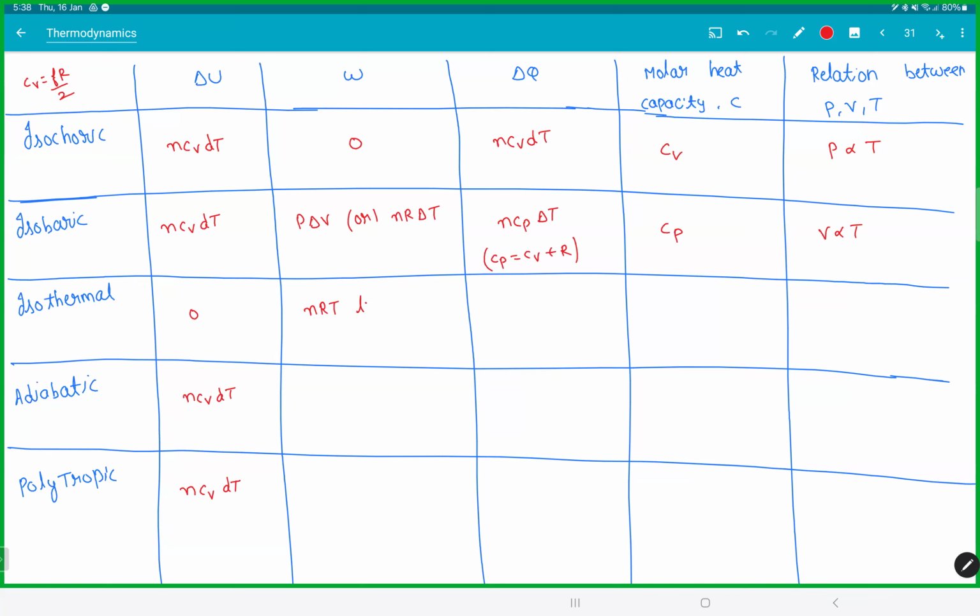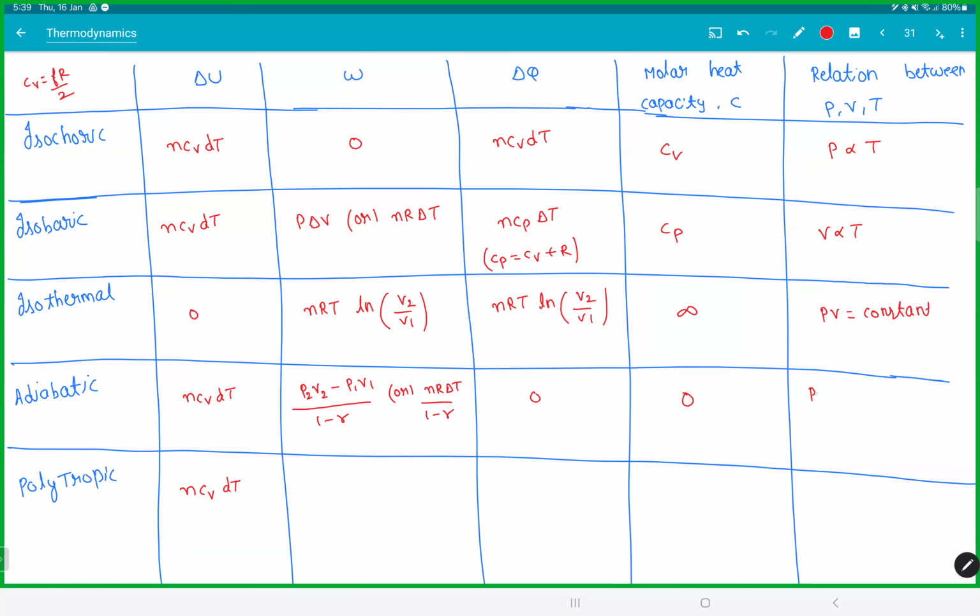Isothermal, nRT ln V2 by V1. This also will be the same, nRT ln V2 by V1, because delta Q is delta U plus W. Be careful with that. There is a chance you can get confused between your chem and physics. So this guy is infinity. This is PV is constant. This is P2 V2 minus P1 V1 by 1 minus gamma, or nR delta T by 1 minus gamma. Delta Q is 0. This is 0.